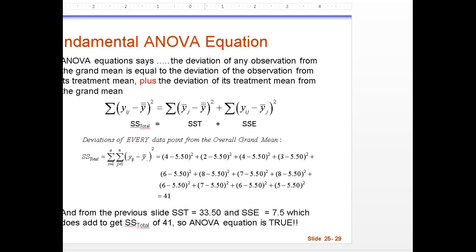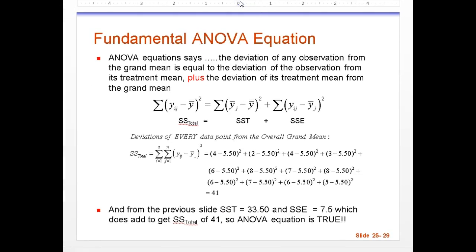All right, the next slide talks about the fundamental Anova equation, and it says if you take an individual data point and find out how much it deviates from the overall grand average, this y bar bar. I've done that calculation down here. There are my 12 data points, and every single one of them is being subtracted from the overall grand average. I've squared them and summed them together and I get 41. Well, that's the sum of the SST and the SSE. They worked out to be 33.5 and 7.5.